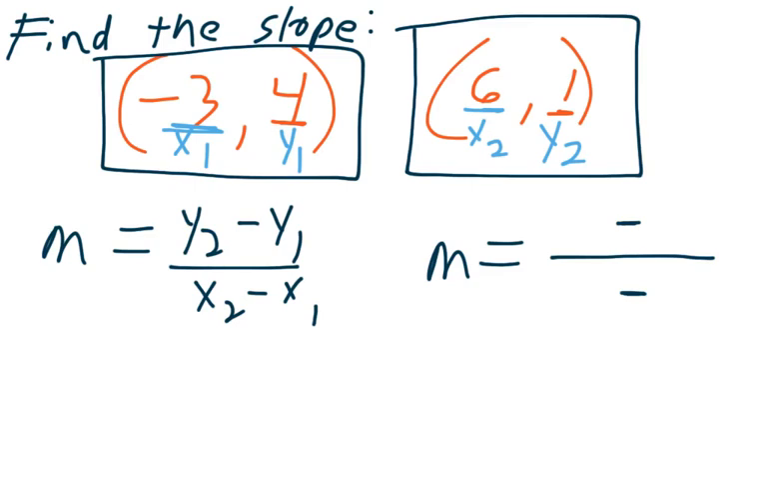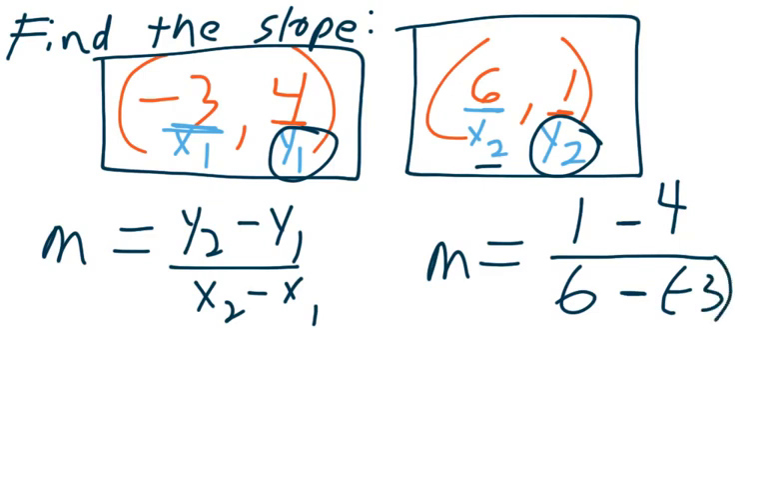So we have my y2, which is 1, minus my y1, which is 4. That's divided by our x2, which is 6, minus our x1, which is -3. And that's why I recommend that you write these minus signs down right away. That way you don't forget one here. And now we do our subtraction.